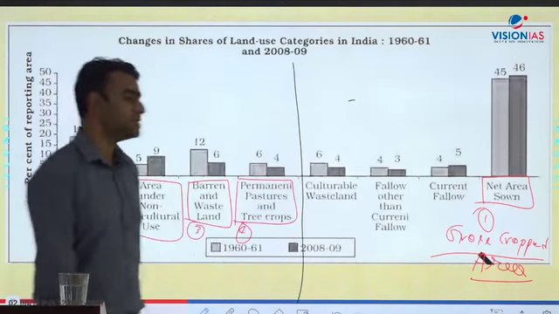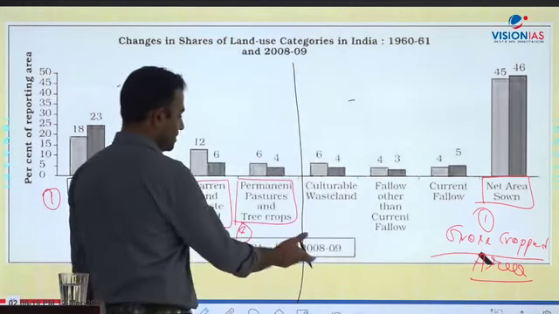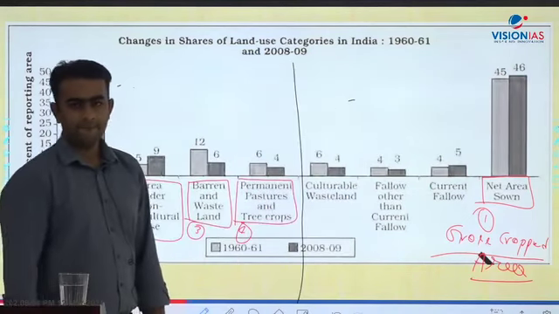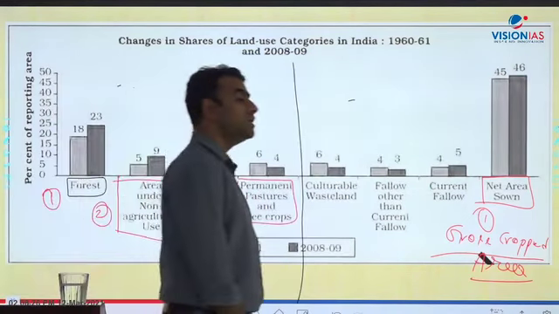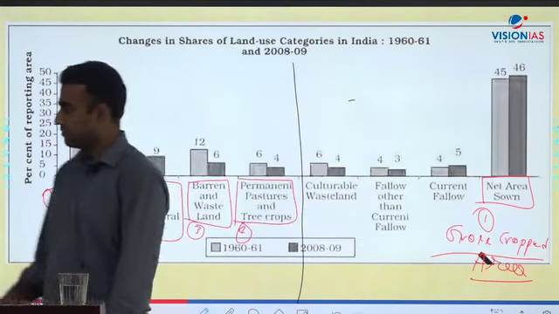We cannot increase the net sown area too much. It does not increase much. Can you see, between 1960 and 2008 there is only a 1% increase in the net sown area. But how are we able to increase the production? By increasing the gross cropped area. Is that clear?